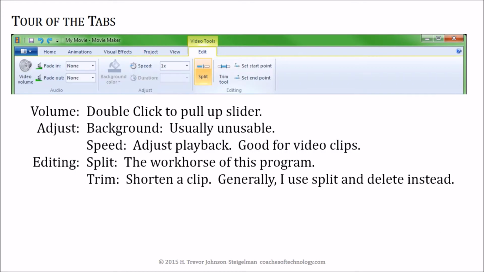Okay, the workhorse here is the Edit tab, and I typically am doing 90% of my work in this section. You can use the volume where you can adjust things up and down. This background tab is usually dimmed out, you can't really use it. Same way with the duration. You could adjust the playback using this speed if you wanted to speed up through a section. You could do that. I can't imagine in most of my lectures ever actually using that.